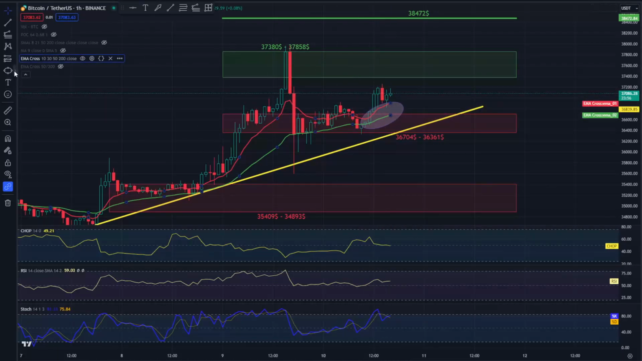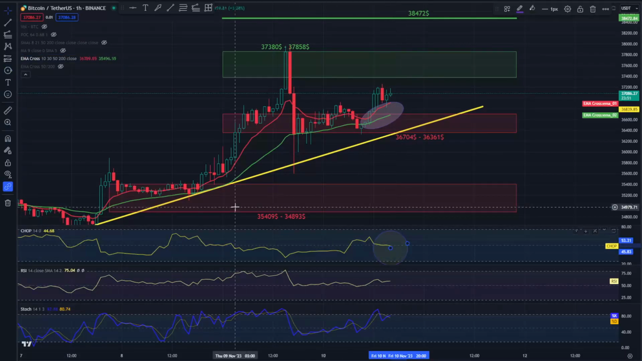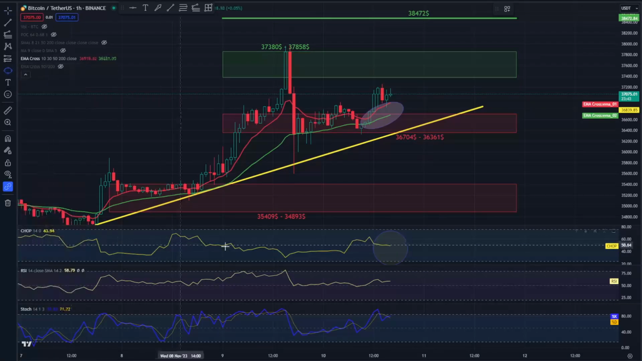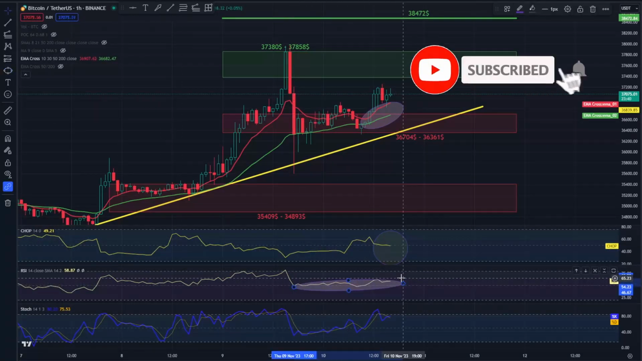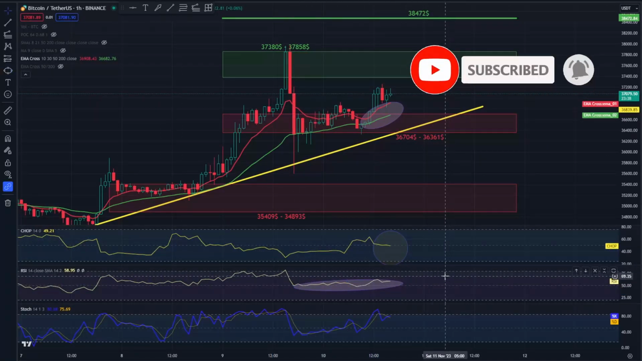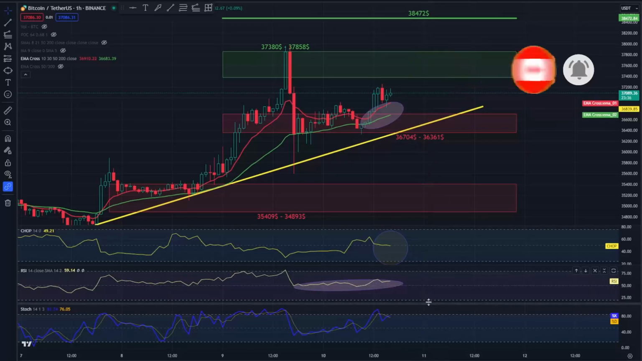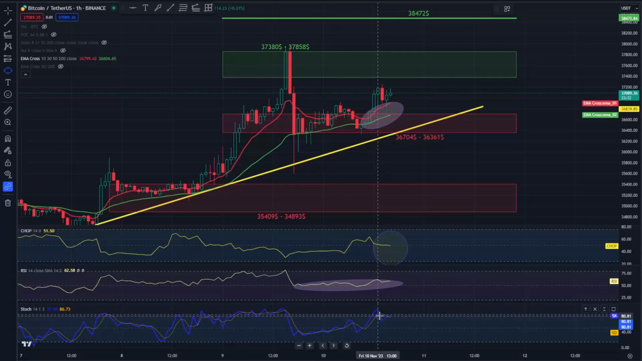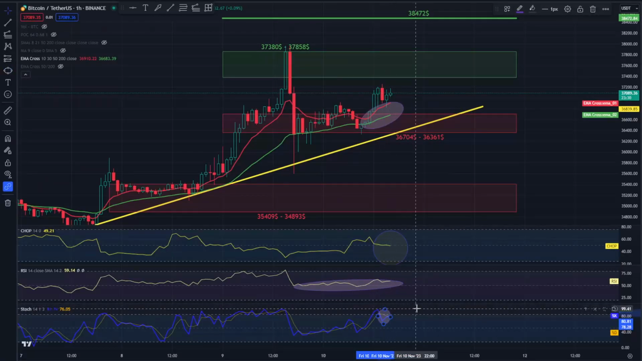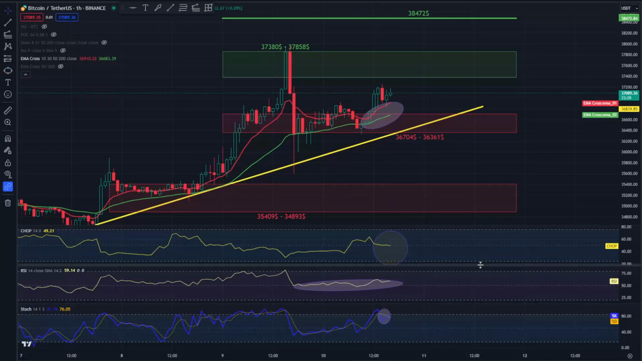Please pay attention to the CHOP index, which indicates that there is still energy to make a move. On the RSI indicator, we are moving in a visible sideways trend with a slight increase. While on the stock indicator, we are moving at the upper limit, which should result in a price recovery in the coming hours.